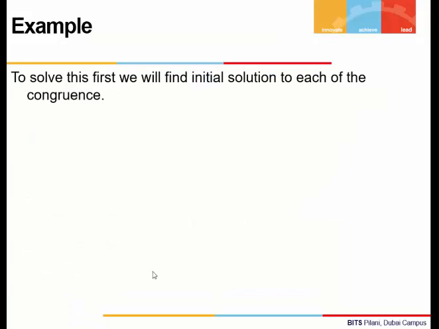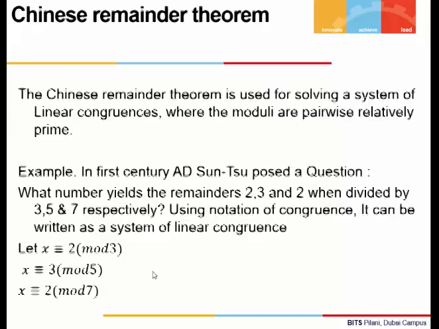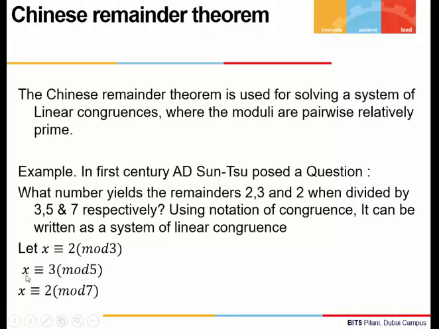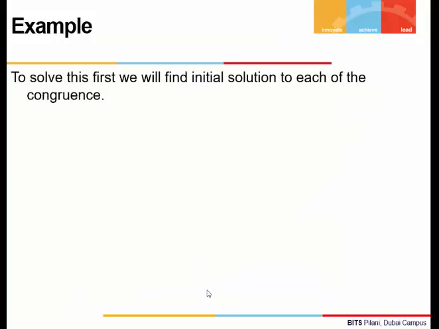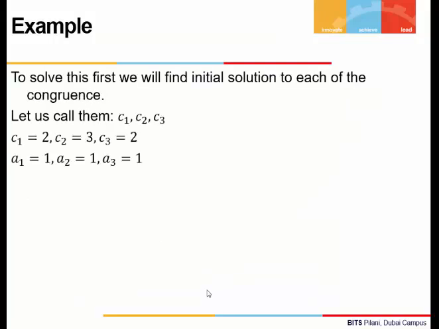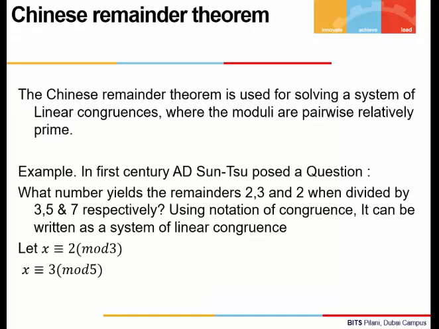So how do we solve such a problem? First we find the initial solution to each congruence. We see that 2, 3 and 2 satisfy the three congruences. 2 satisfies the first, so C1 is 2. 3 satisfies the second, so the initial solution C2 is 3. And 2 satisfies the last congruence, so C3 is 2. Each congruence starts with X is congruent to a value, and we don't have a coefficient here, so A1 is 1, A2 is 1 and A3 is 1.